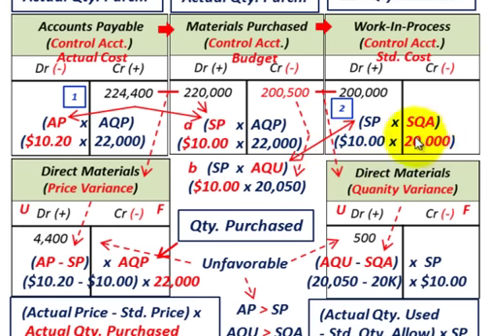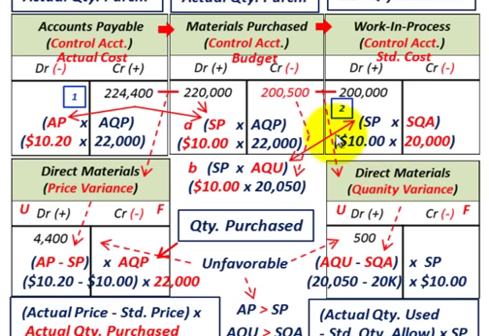We can only understand that the standard quantity allowed for the specific project is 20,000, but we actually used a quantity of 20,050. So this is where our direct materials quantity variance comes in. Standard quantity allocated is 20,000, actual quantity we actually used is 20,050. So the difference, actual quantity used, 20,050, less our standard quantity allocated, 20,000, times our standard price of $10 per unit, gives us our direct materials quantity variance of $500.